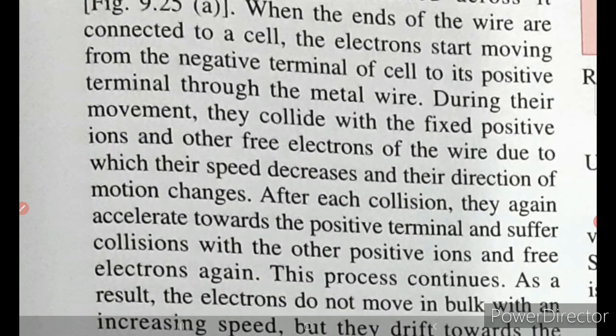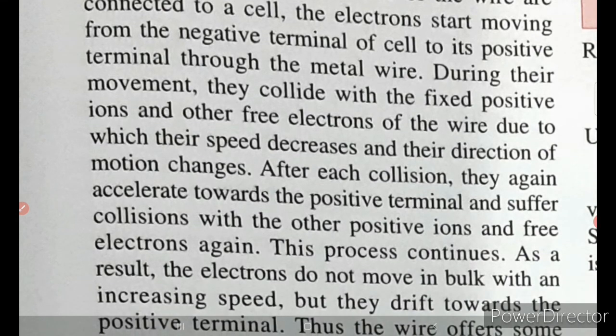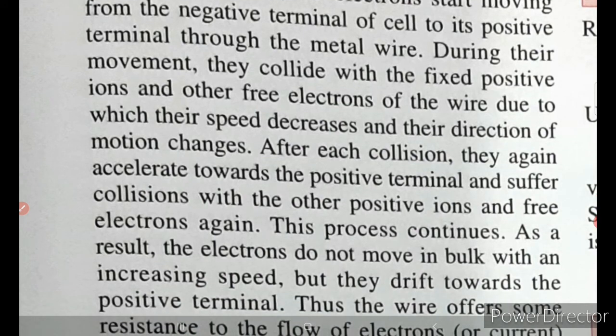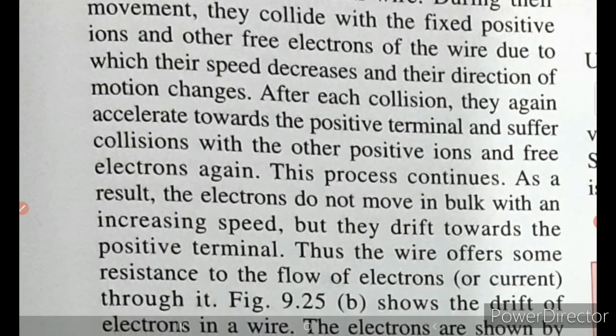As a result, the electrons do not move in bulk. That means if there was no collision, the electrons would be moving in bulk from one end to the other end, right, with increasing speed, but they don't do so. Rather they drift towards the positive terminal. That means they are colliding and then moving, again colliding, again moving, right? Thus the wire offers some resistance to the flow of electrons. That means these collisions create slowing down of the movement of electrons, thus the current is obstructed, right?